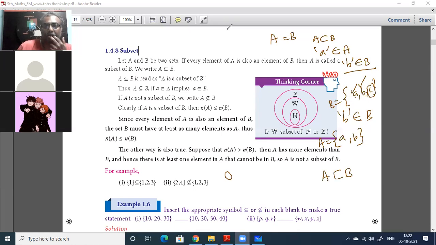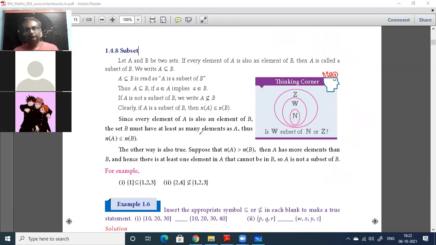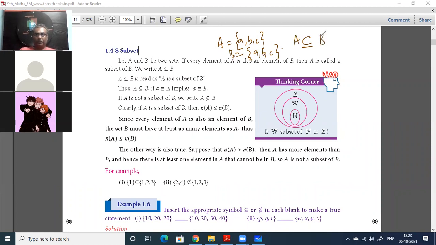Now you read: Subset. Let A and B be two sets. If every element of A is also an element of B, then A is called a subset of B. We write A is a subset of B. You write it like this. Let us say A is equal to {A, B, C} and B is equal to {A, B, C}. Then A is a subset of B is also true, because every element in A is also an element in B.